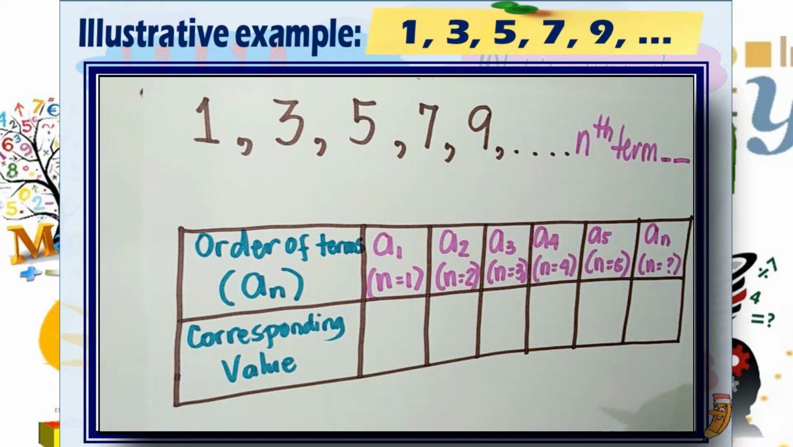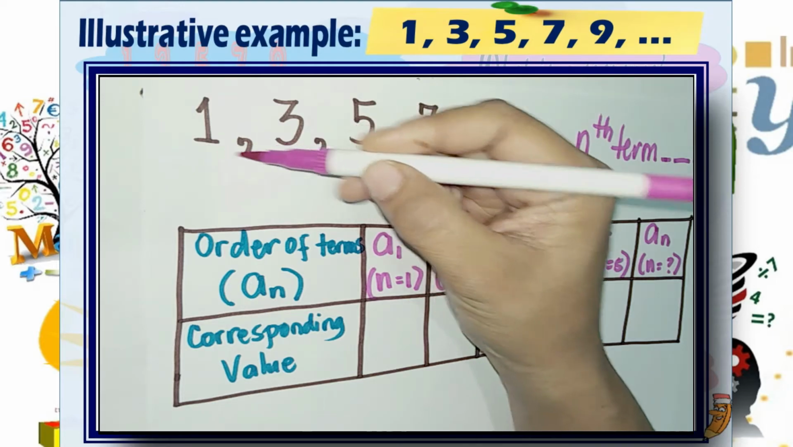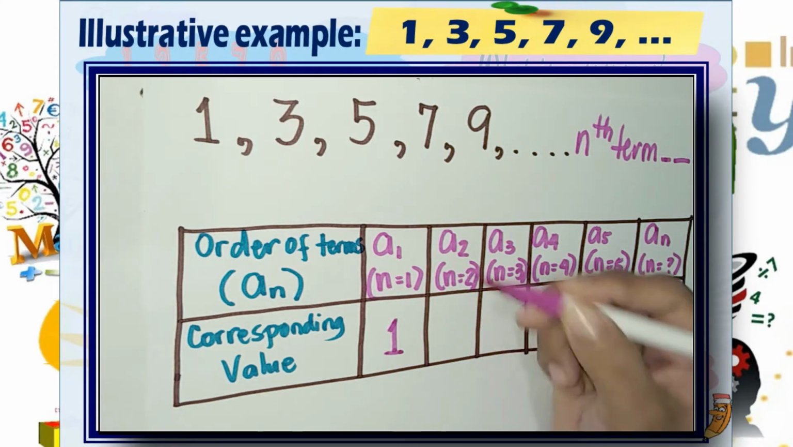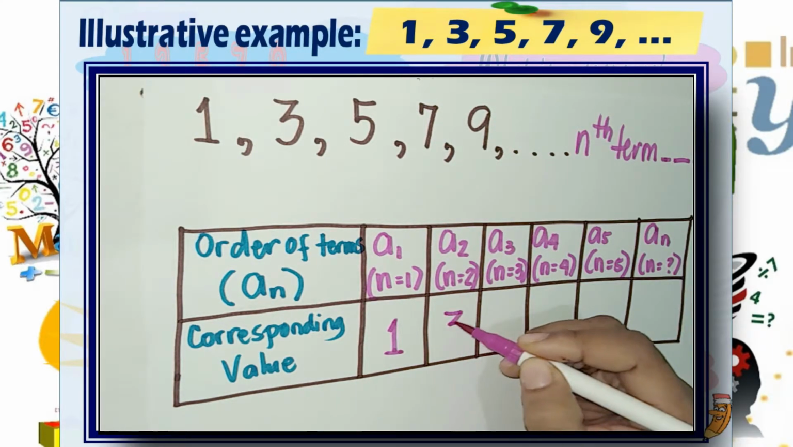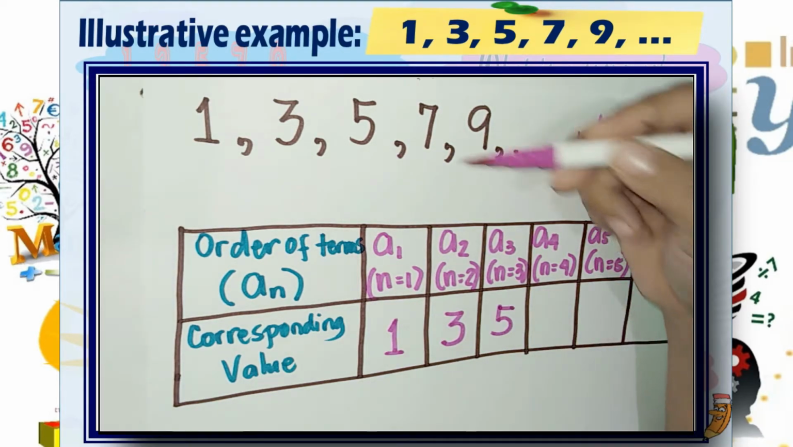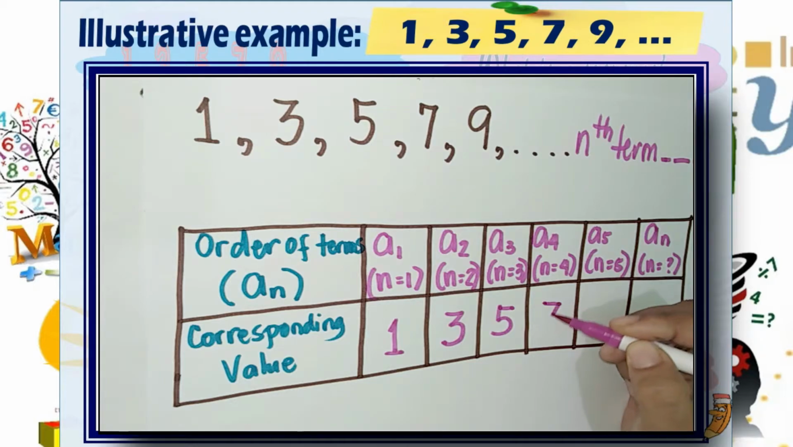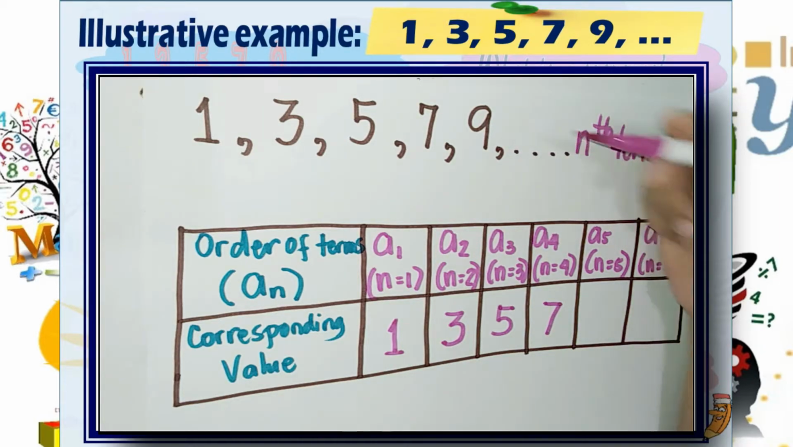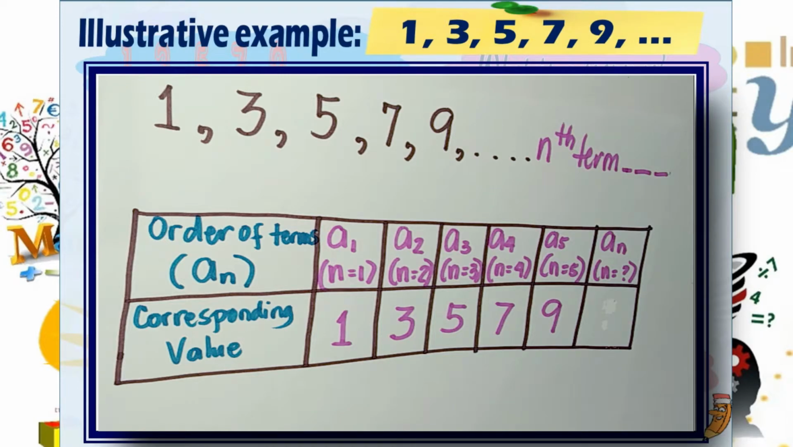And for the corresponding values, the first term is 1, the second term is 3, the third term is 5, the fourth term is 7, the fifth term is 9, and the nth term is unknown. You need to know first how each term is obtained. First, you have to describe the pattern.